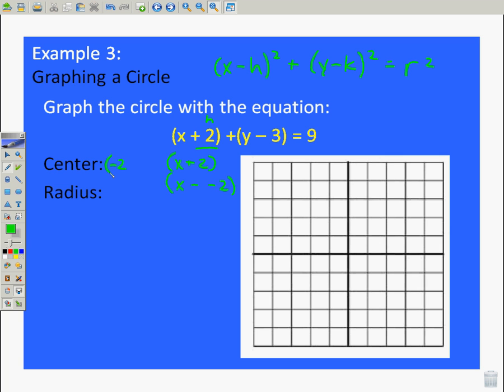What am I subtracting in here? I'm subtracting k. I'm subtracting 3. So my center coordinate is 3. Do you see how I did that? The tricky part is if they're adding, they must have subtracted a negative, so it has to be a negative.